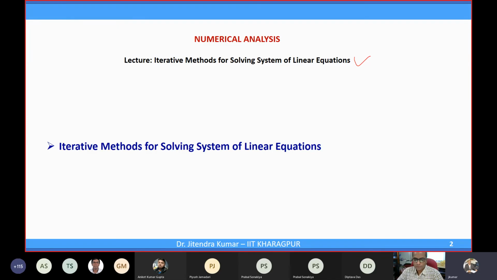So mainly we'll look at the iterative methods for solving system of linear equations. And there are two methods which we will be covering in this lecture. One is the Jacobi method. The other one is the Gauss-Seidel method. So these two methods we will be discussing in this numerical analysis portion.